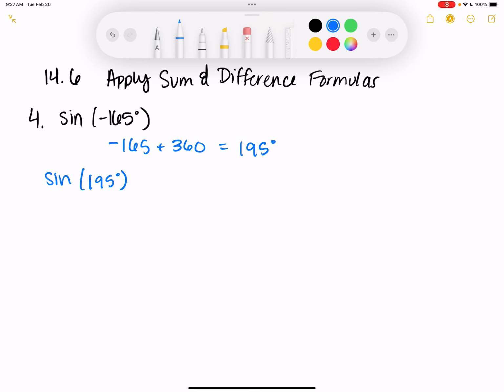Now, I need to pick 2 values off the unit circle, 2 angles, that when added together, add up to 195 degrees. And there's going to be a lot of options, right? You're going to pick a set, and Maya might pick a set, Tristan might pick a different set, Bella might pick a different set, but they all are going to give you the same answer. As long as the 2 numbers that you pick off the unit circle add up to 195 degrees, your answer in the end is all going to be the same.